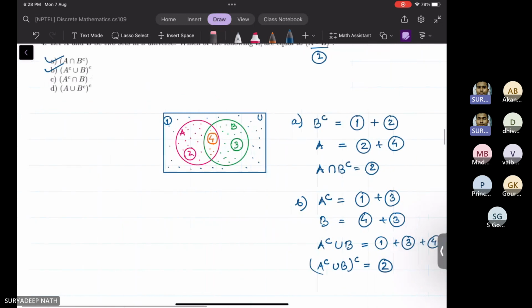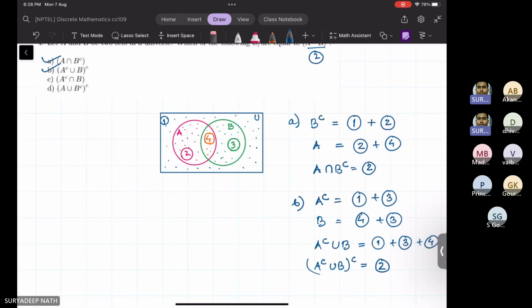If we look at option C, again A complement is 1 plus 3, and B is 4 plus 3. So A complement intersection B would be 3, but this is not what we want. So option C is not correct.